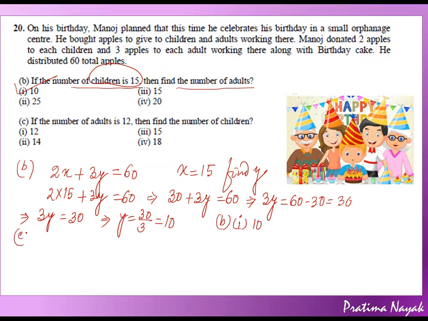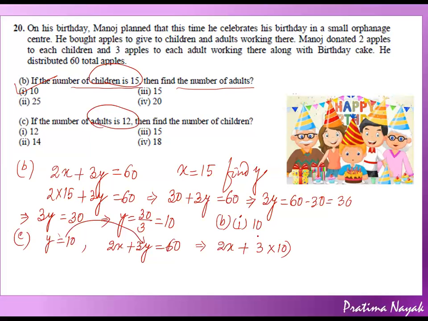Now coming to part C. In C it says that the number of adults is 10. That means y is 10. Put it in the same equation, 2x plus 3y is equal to 60. I'll put y is equal to 10. Then it will be twice x plus 3 into 10 is equal to 60, or 2x plus 30 is equal to 60. This gives you 2x is equal to 30, or x is equal to 15.